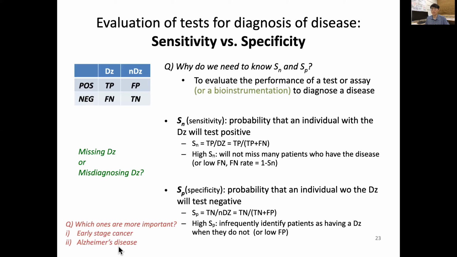But the problem is, even if I'm truly getting Alzheimer's disease, there's not much to do. So in this type of disease, we don't want to misdiagnose. For those patients who do not have the disease, we don't want to give a positive result. In this case, what matters is high specificity. Hopefully this makes sense for you.